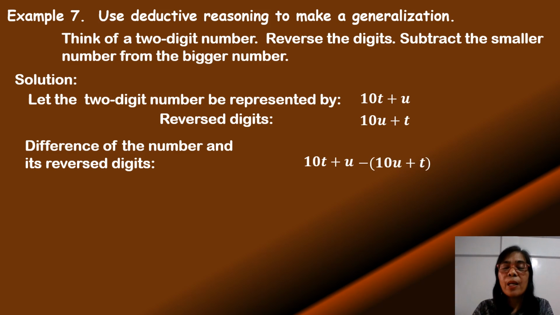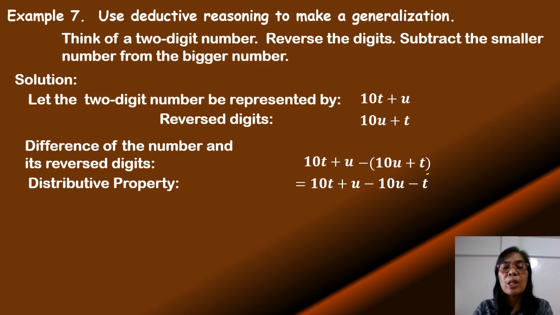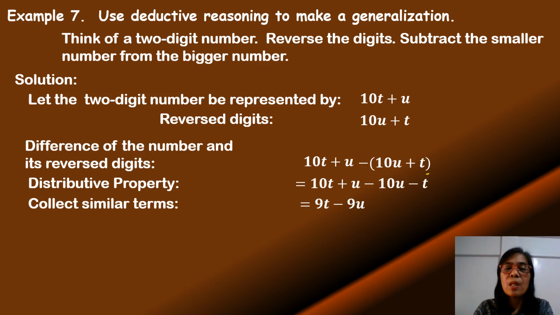And then we simplify. Since this quantity is preceded by a minus sign, we remove the grouping symbol by multiplying using the distributive property of multiplication. That gives us now 10t plus u minus 10u minus t. And then collecting similar terms, 10t minus t is 9t, u minus 10u is minus 9u. We have here two terms, and 9 is a common factor. We can factor that out.